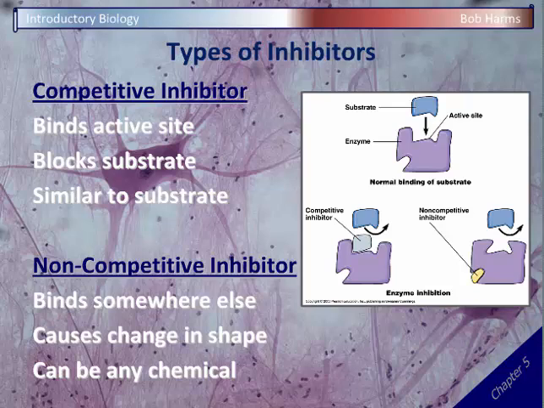A non-competitive inhibitor binds someplace else, but when it does, it changes the shape of that active site, so now the substrate no longer fits in. Okay? So they go about it differently, but the end result is the same. The enzyme is temporarily turned off. Once the inhibitor breaks free of the enzyme, then the enzyme will be turned back on.